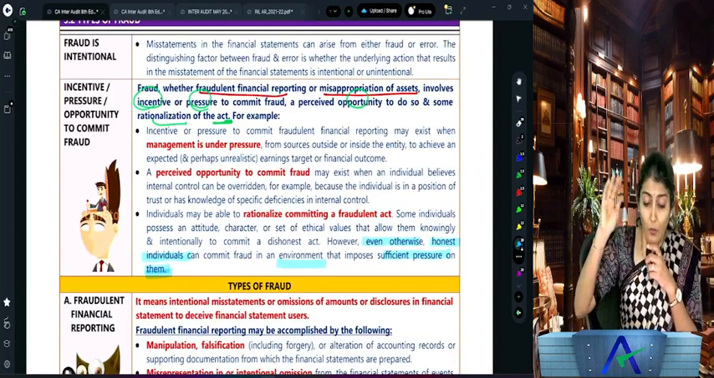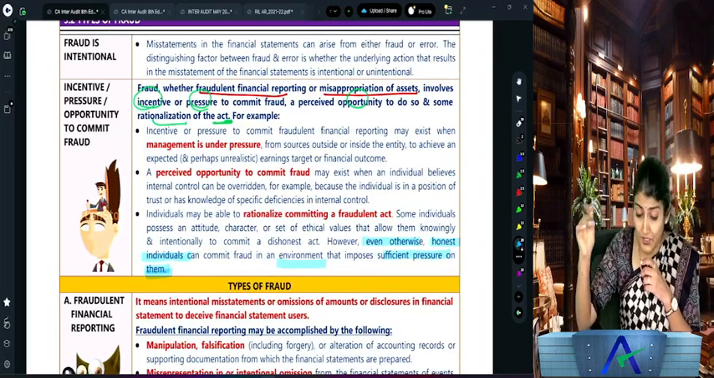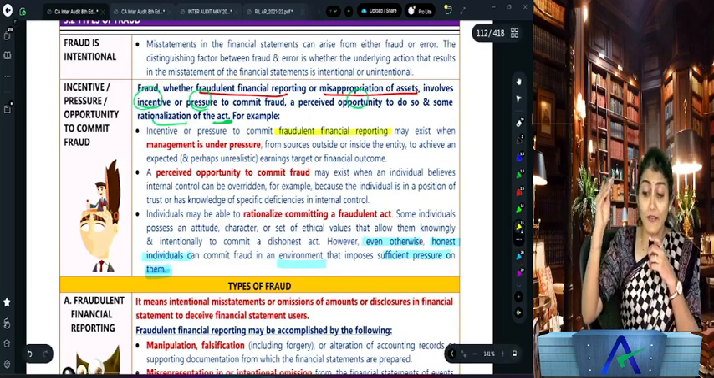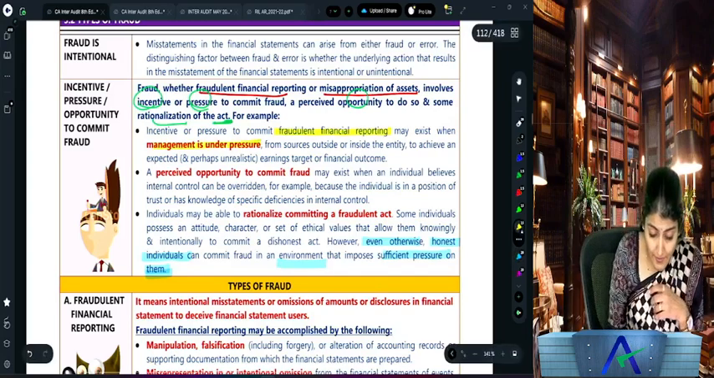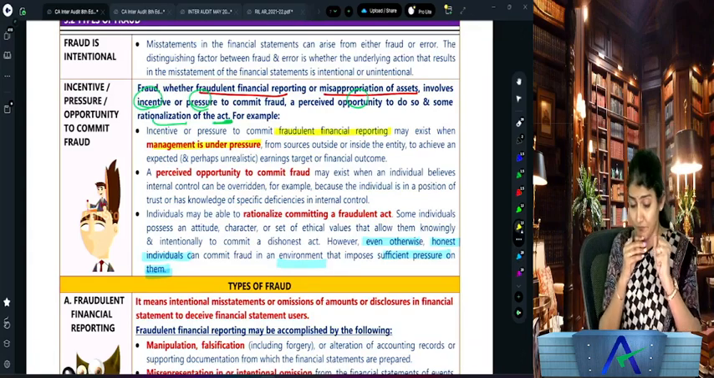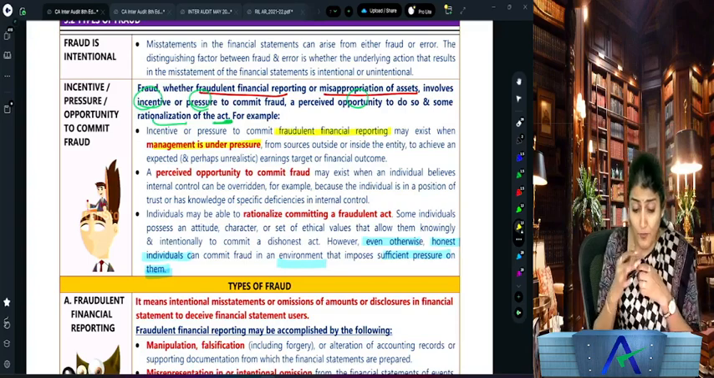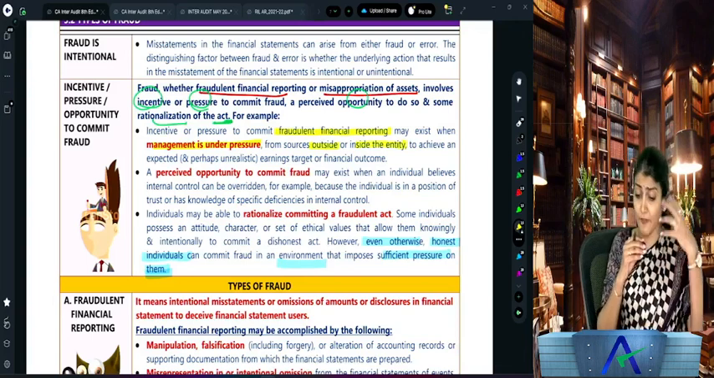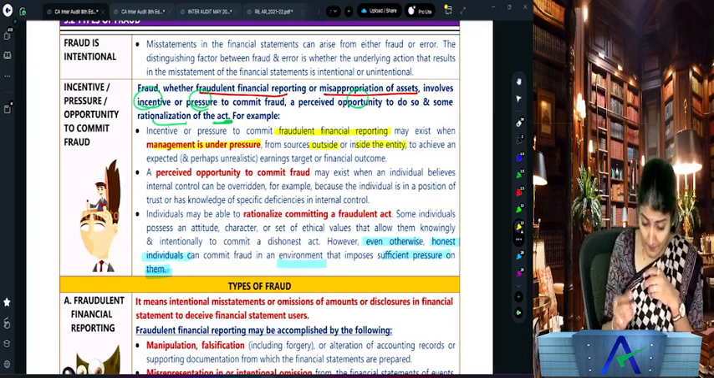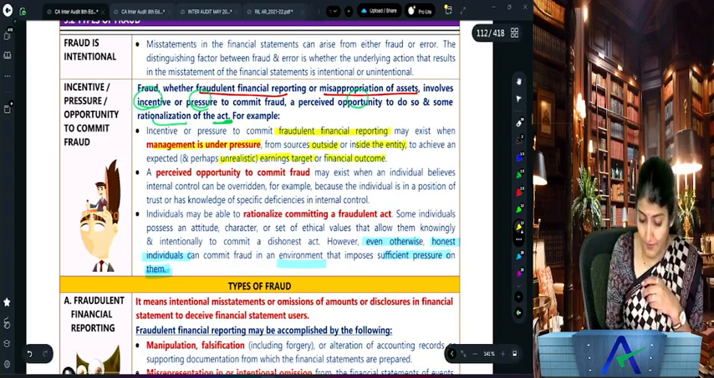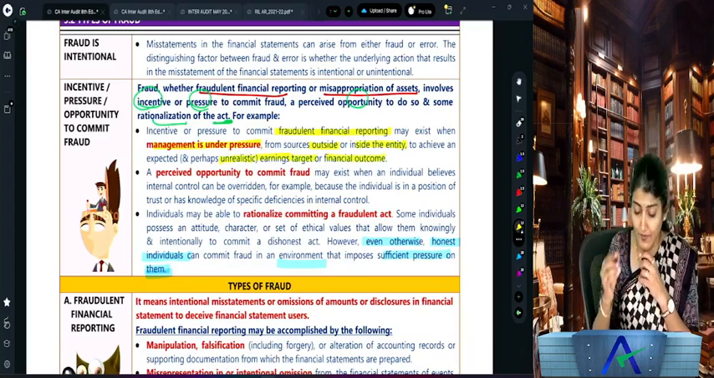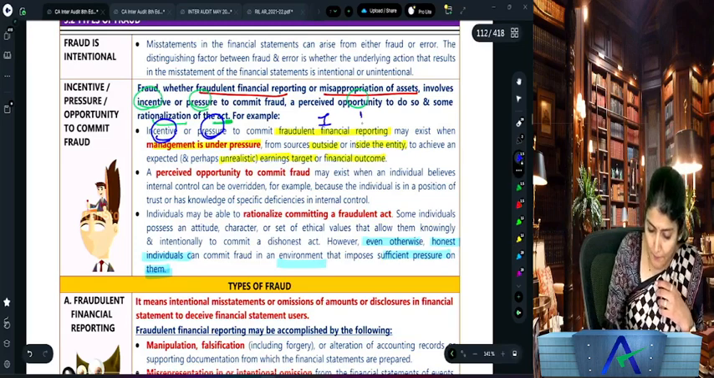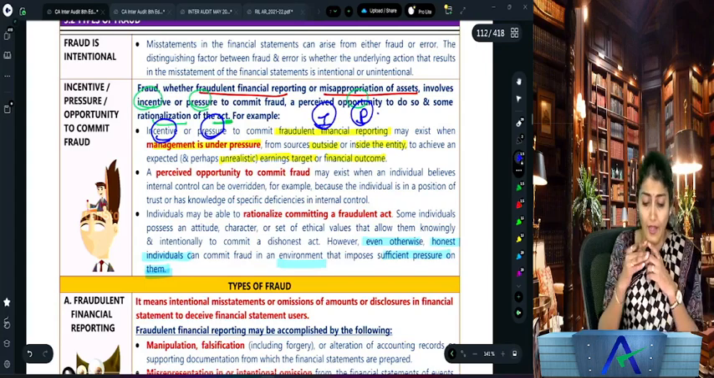What does it say? Incentive or pressure to commit fraudulent financial reporting may exist when management is under pressure, like Ramalinga Raju or VG Siddharth, from sources outside or inside the entity. Why? To achieve unexpected or perhaps unrealistic earnings targets or financial outcome. So there is an incentive or there is a pressure. Here we are talking about the I and the P.